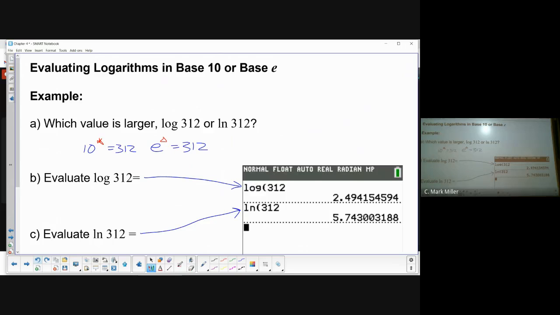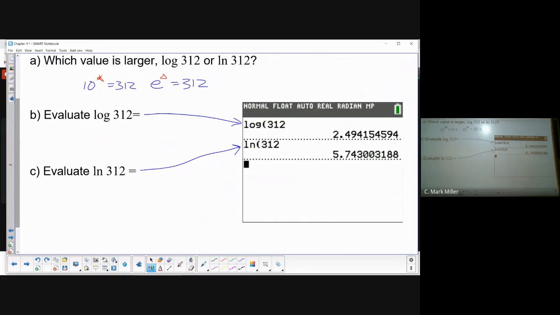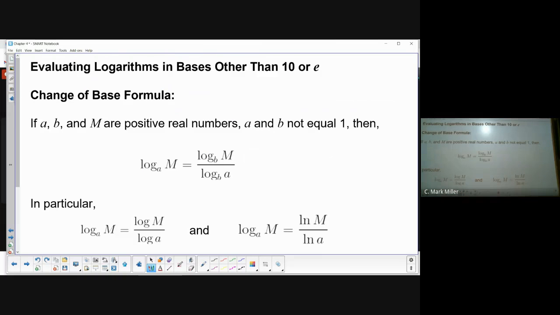All right. This is another quick little inquiry into whether you understand what log 312 or natural log 312 are. This is log base 10. This is log base e. Change the base. Change the base formula.